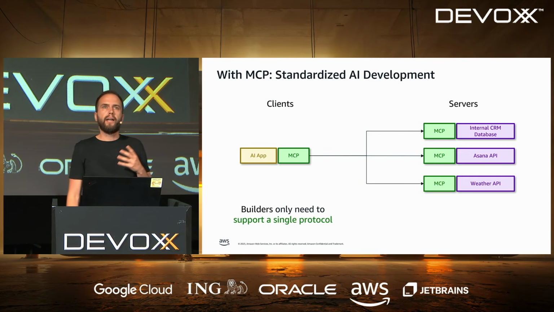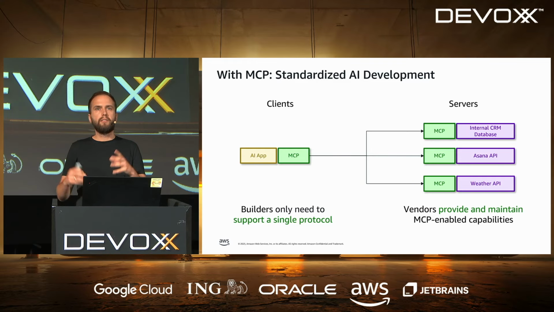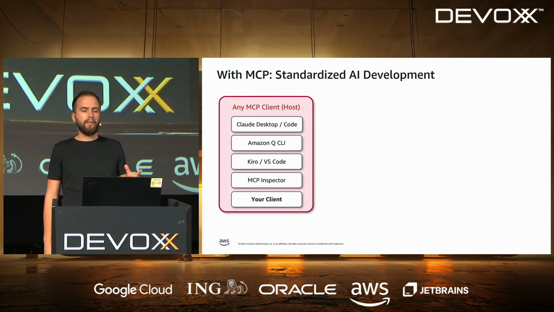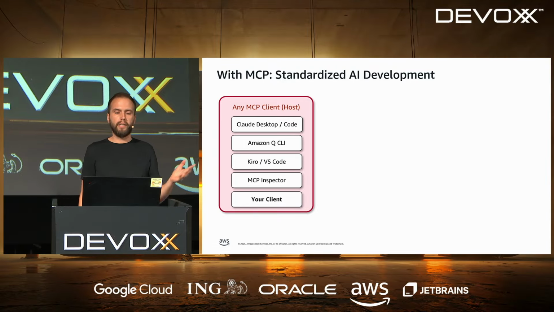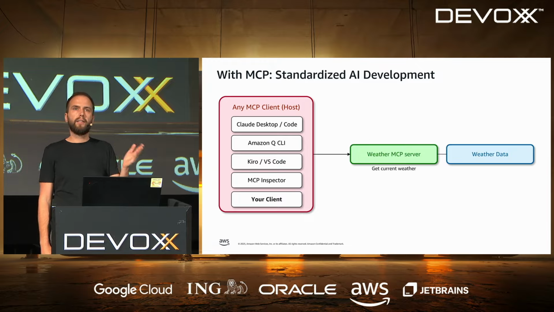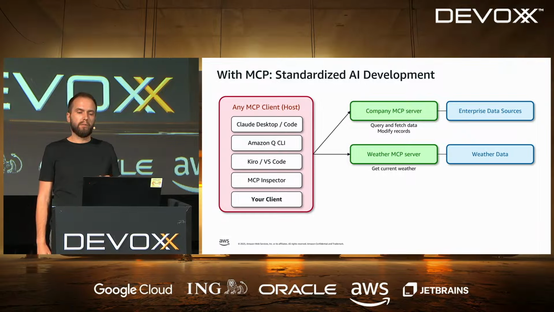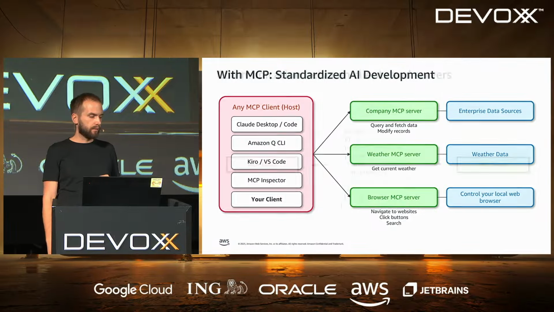So for MCP, the idea is that we now only need to support a single protocol on the client side. And if the servers have MCP capabilities, the vendors can provide and maintain those capabilities. And we should then be able to communicate with each other out of the box. So that means I can take any MCP host application, which uses dedicated clients, like Claude Desktop, Amazon Q CLI, Kiro, VS Code, MCP Inspector, or any client that you write, and I can then just connect them to the MCP servers, like the company MCP server, Reddit MCP server. And there are also MCP servers to control applications, for example, on your local desktop.